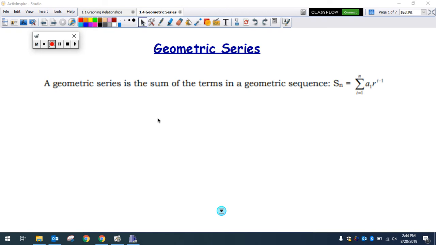So this lesson is on geometric series. To start off, I need for you to make sure you have this formula written in your notes. A sub 1 is your first term. R is what you are multiplying each number by. And then it's raised to the i minus 1. So pause it, write this down, and we'll go through some problems.